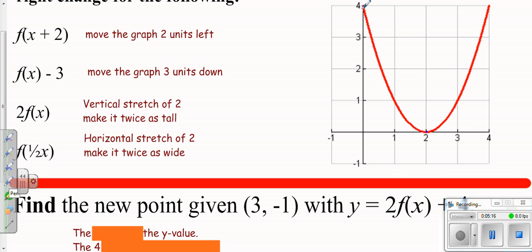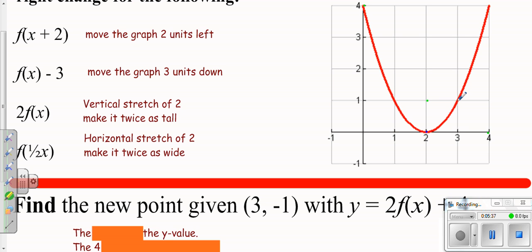So here, this point is 0, 4. You double your x value, you still get 0. Here, your point is 1, 1, but you double your x value of 1. Keep the same y value, it would put you over here. Here, you have your point 2, 4. You got to double your x value, it would put you over here.